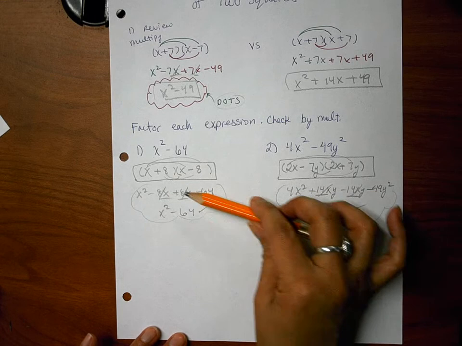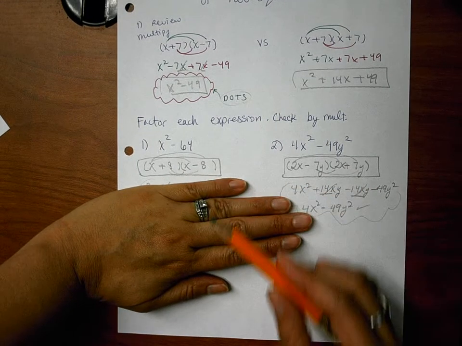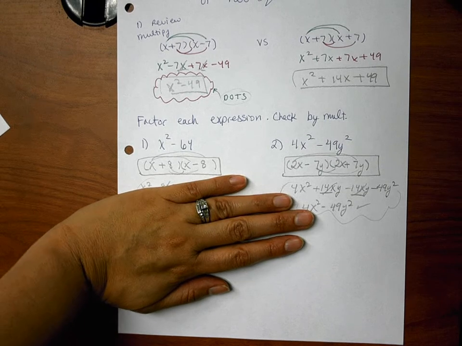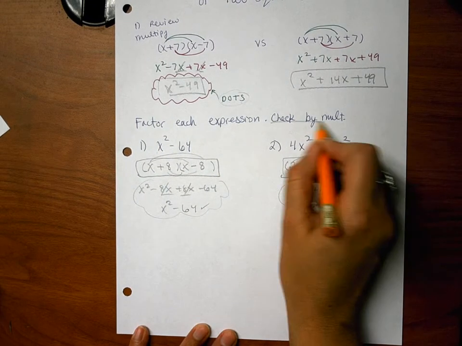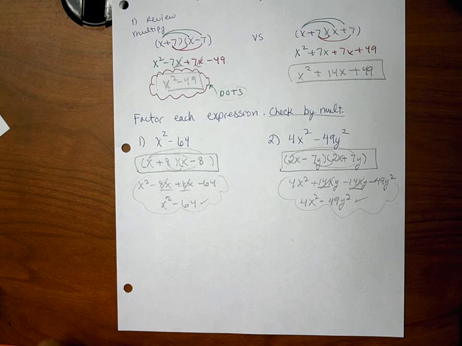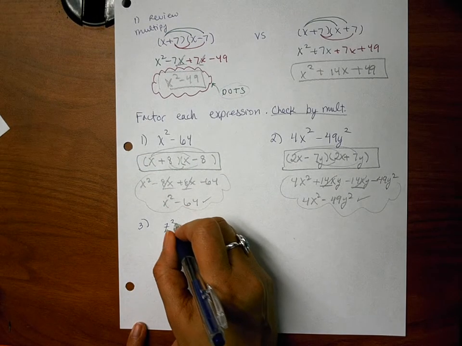Whenever it says check by multiplication, this is part of your answer. That's part of showing your work. If you don't put that, it's wrong. If you just give me the answer, you're like, oh, I know I'm right. Wrong. You're right, but you still get it wrong because I specifically said here check by multiplication.